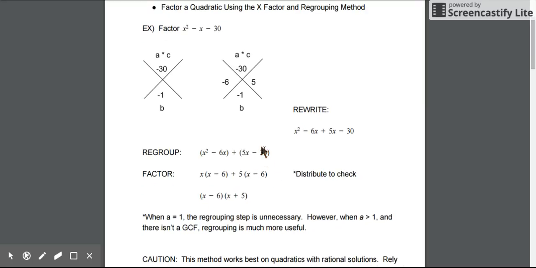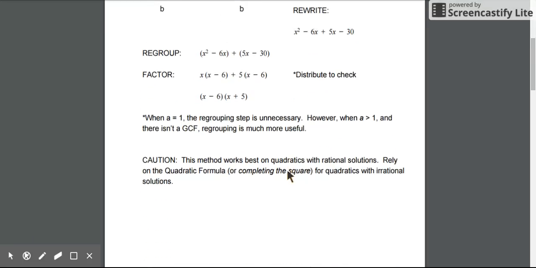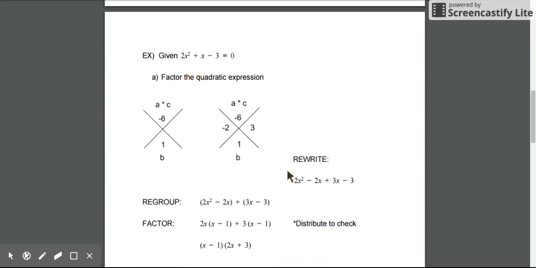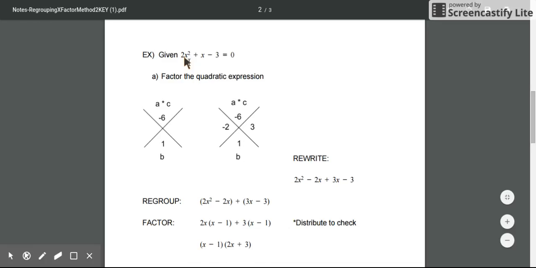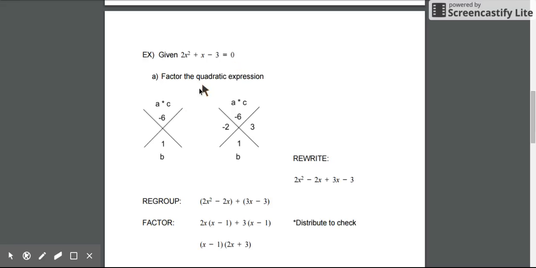So that's really the steps that we skipped in our last video, that regrouping step. It's going to become a lot more important when that a value is bigger than 1. So let's do an example. This time our a value is bigger than 1, and we can't take out a greatest common factor to simplify this quadratic. We're stuck with the way it looks right now, and we've got to work with it. If that's the case, we're going to use our X factor method and that regrouping step to finish off our factoring so we can solve it.